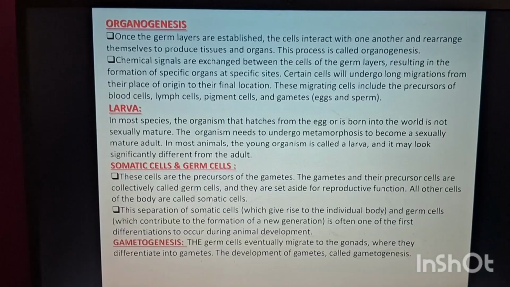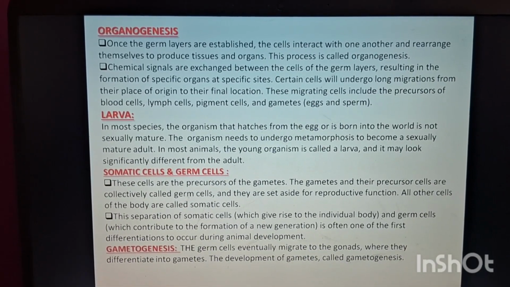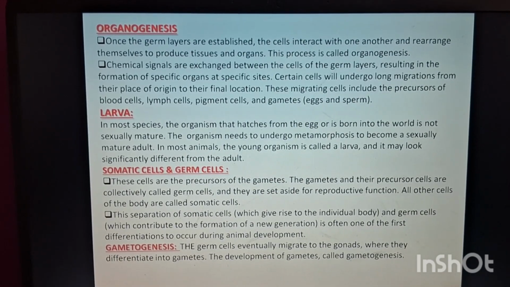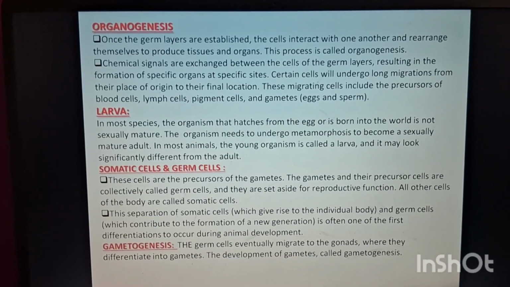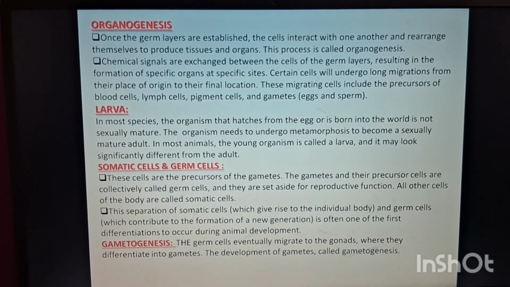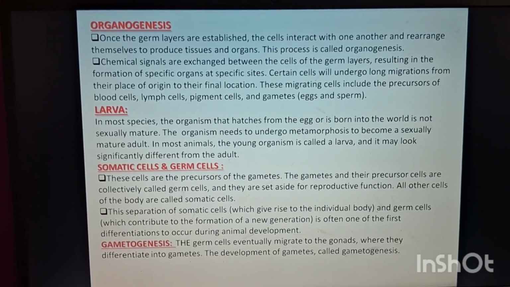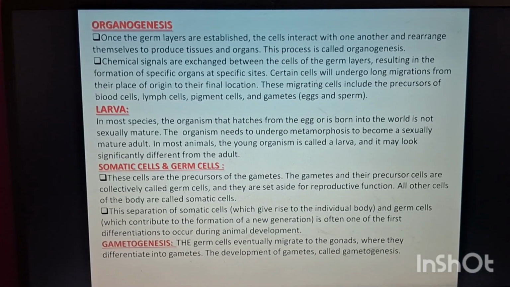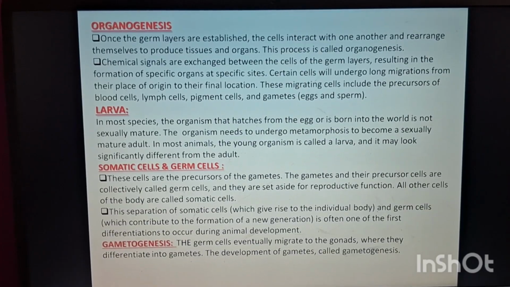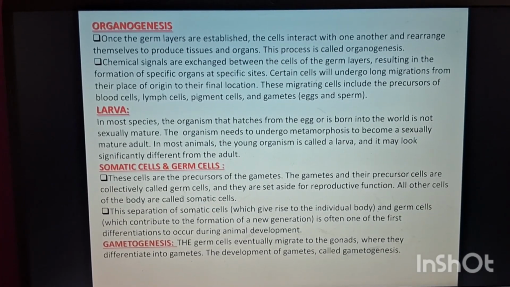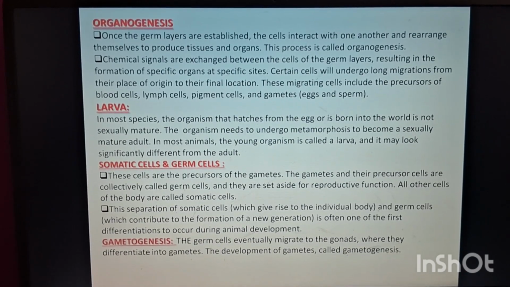Next, organogenesis. Once the germ layers are established, the cells interact with one another and rearrange themselves to produce tissues and organs. This process is called organogenesis. Chemical signals are exchanged between the cells of the germ layers, resulting in the formation of specific organs at specific sites. Certain cells will undergo long migration from their place of origin to their final location. These migrating cells include the precursors of blood cells, lymph cells, pigmented cells and gamete cells.